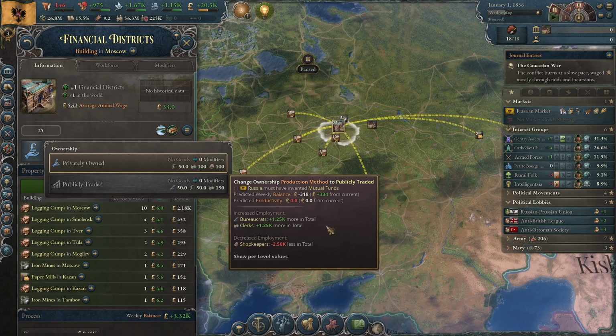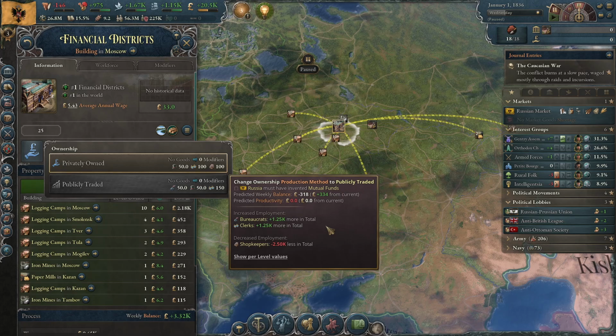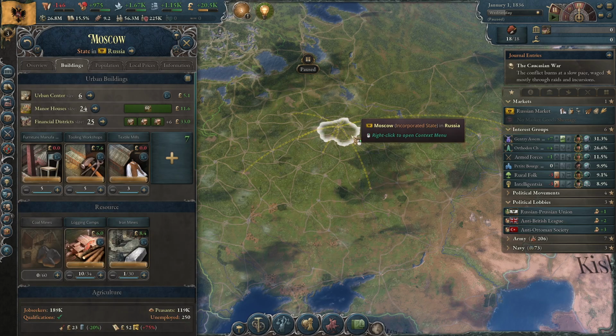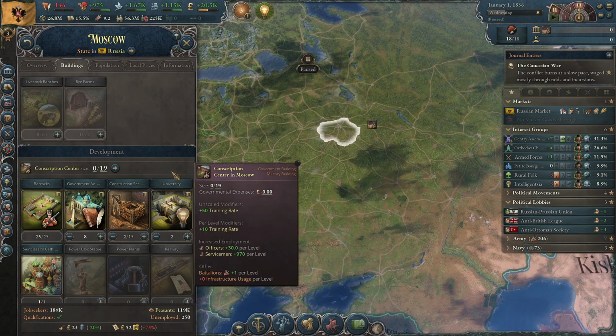As you can see, if we were to change it over to publicly traded, you get more clerks, more bureaucrats, less shopkeepers. That has a bit of an effect on the social fabric of your society. So it is always worth thinking about changing this if you want to. Who do you want to have power? The blue production methods help you decide that a lot.